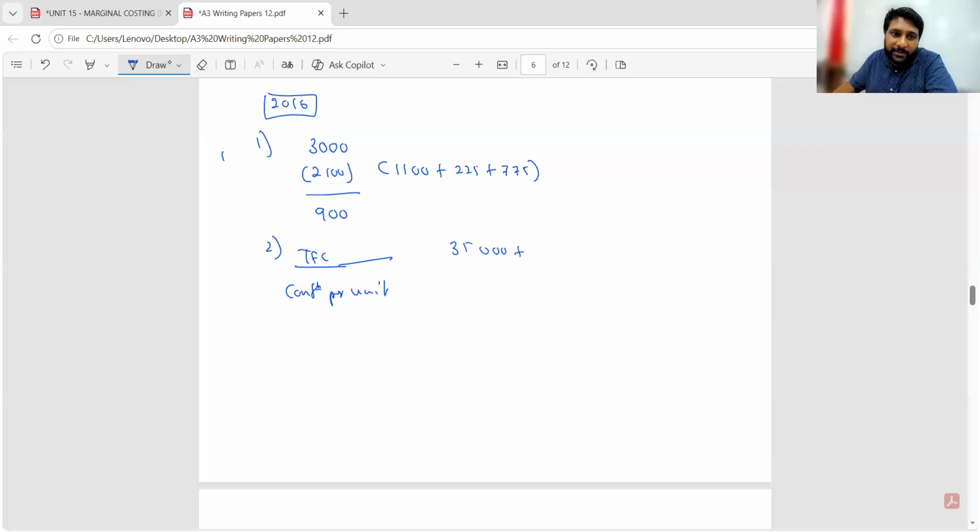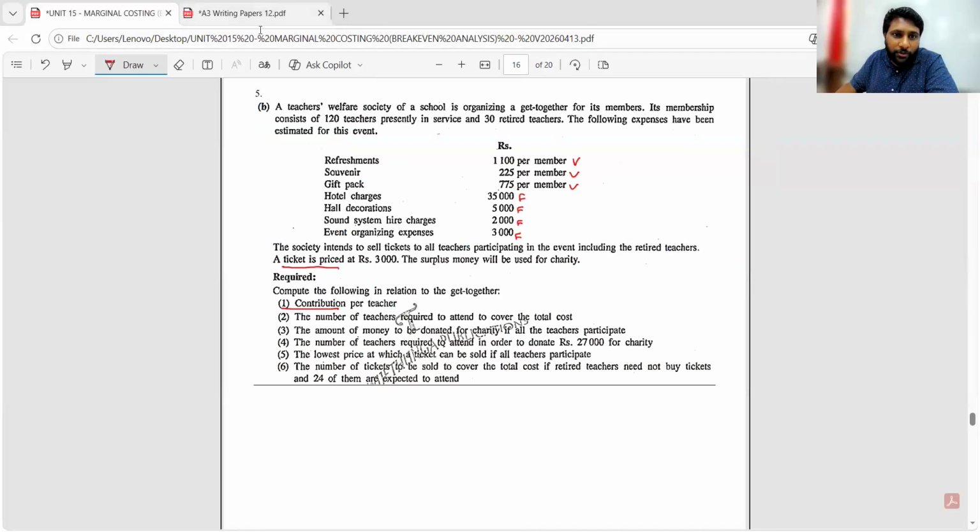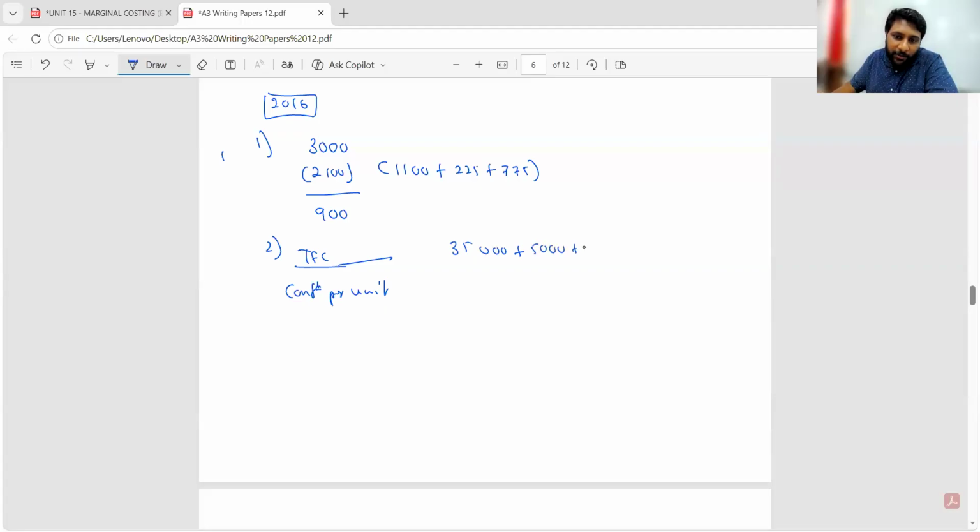35,000 plus 5,000, 2,000, 3,000. Then how much is it here? 45,000 divided by 900. That means how many teachers should participate, people? 50 teachers.